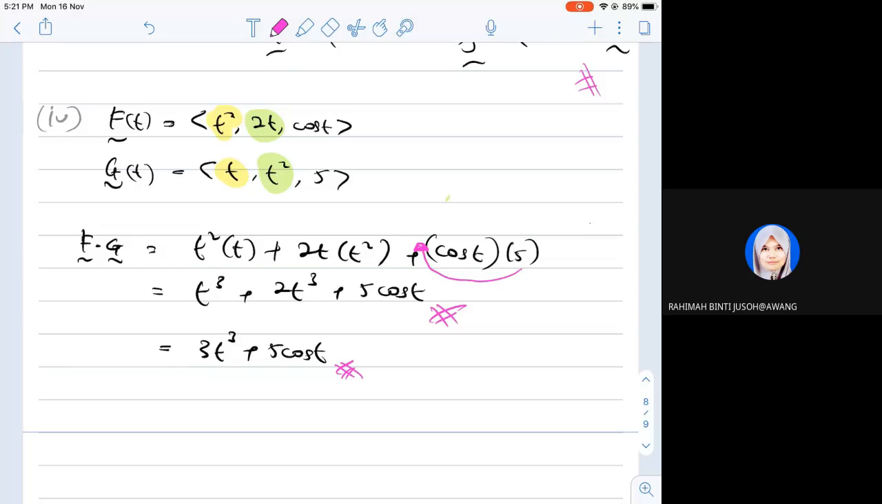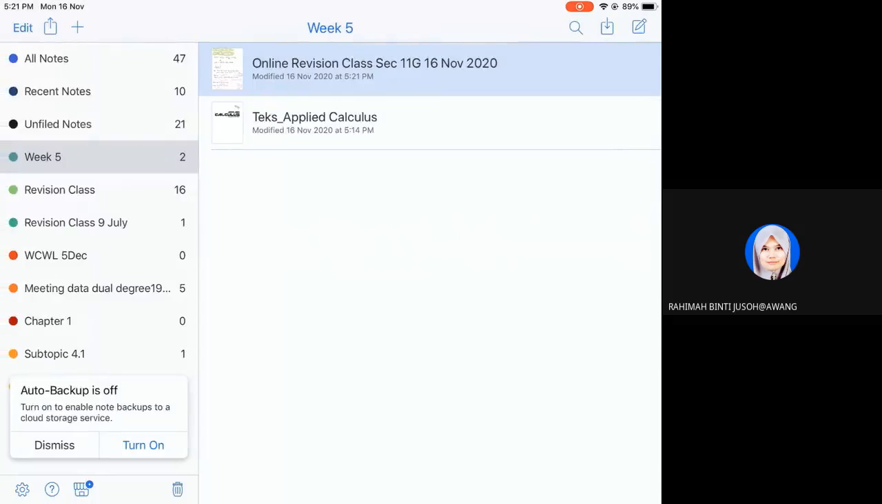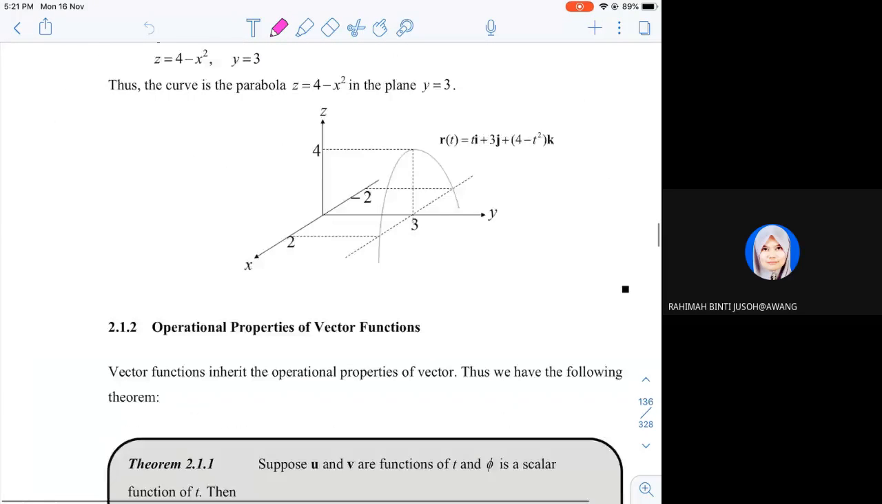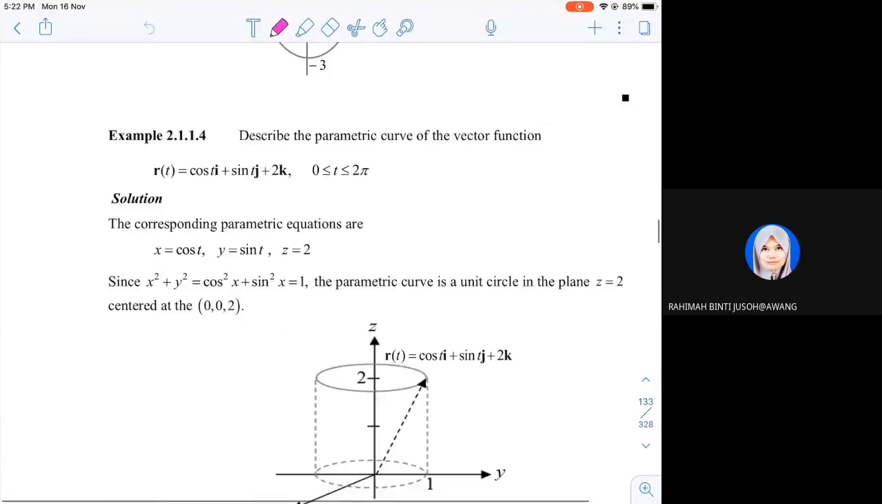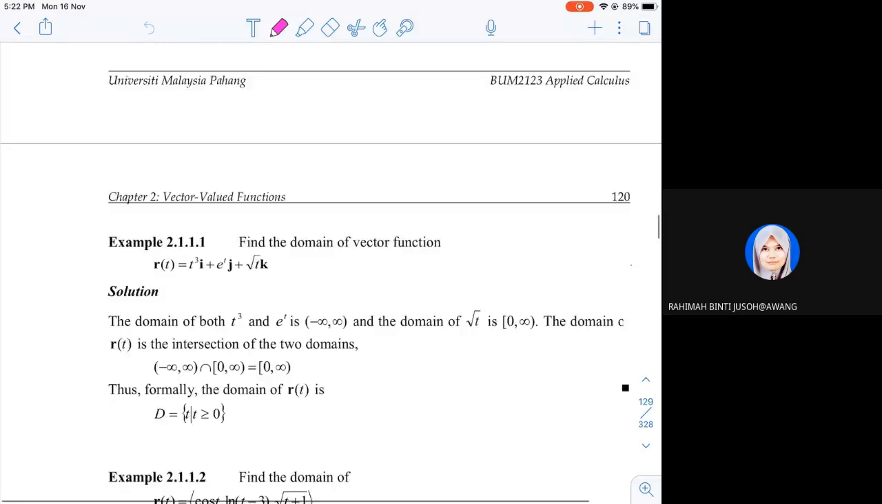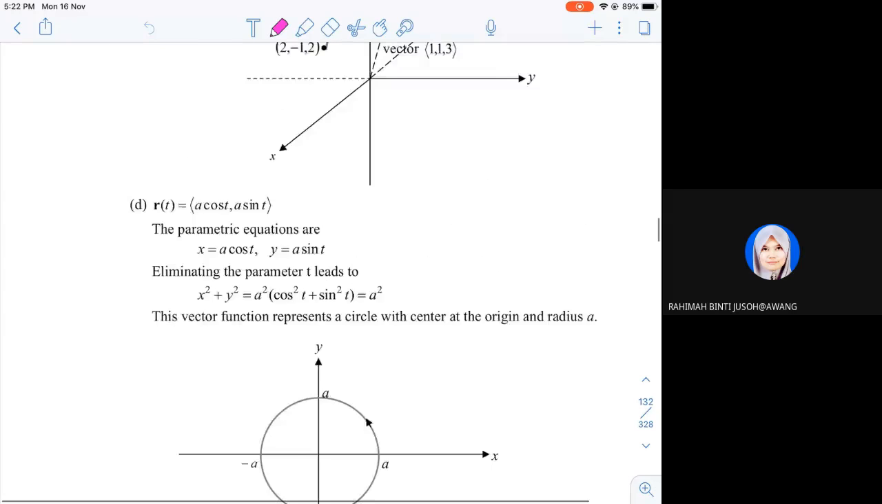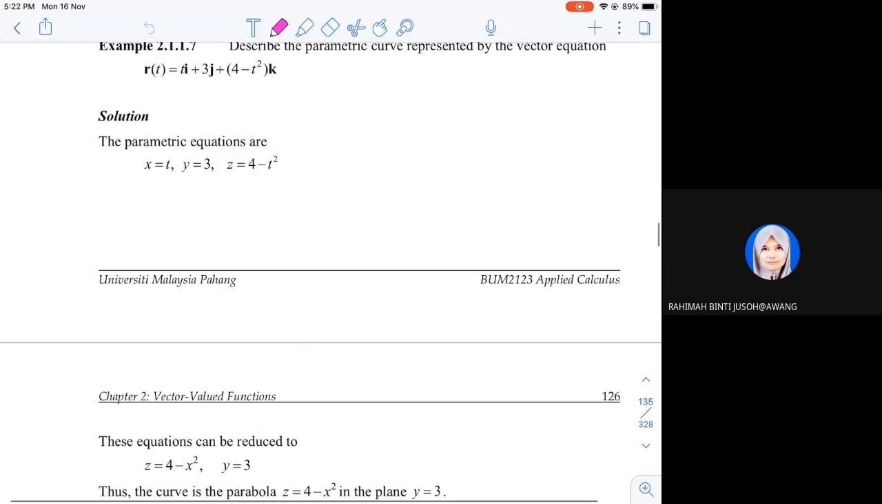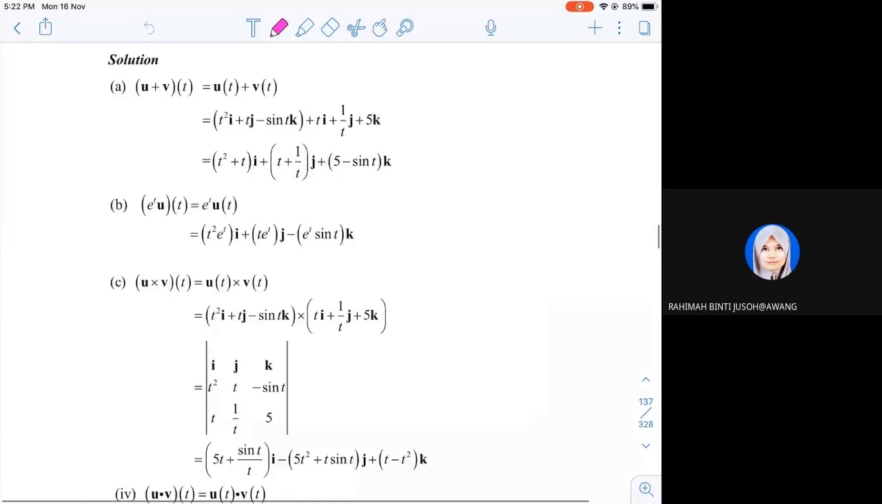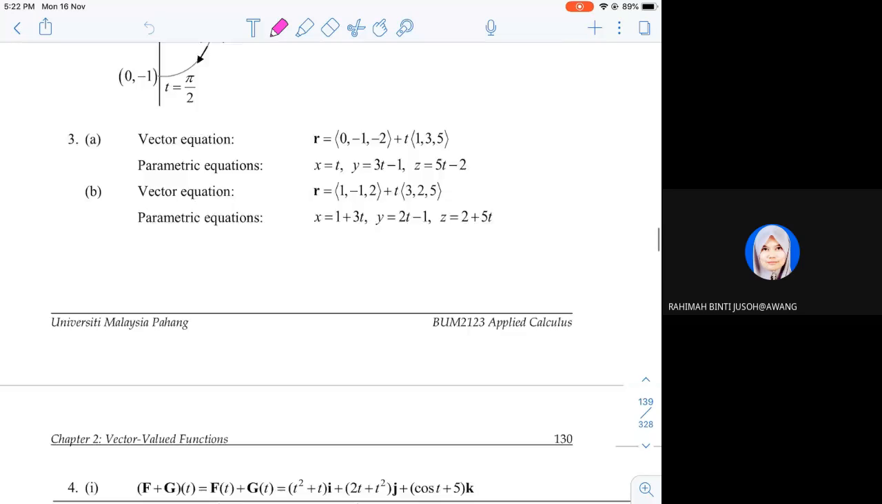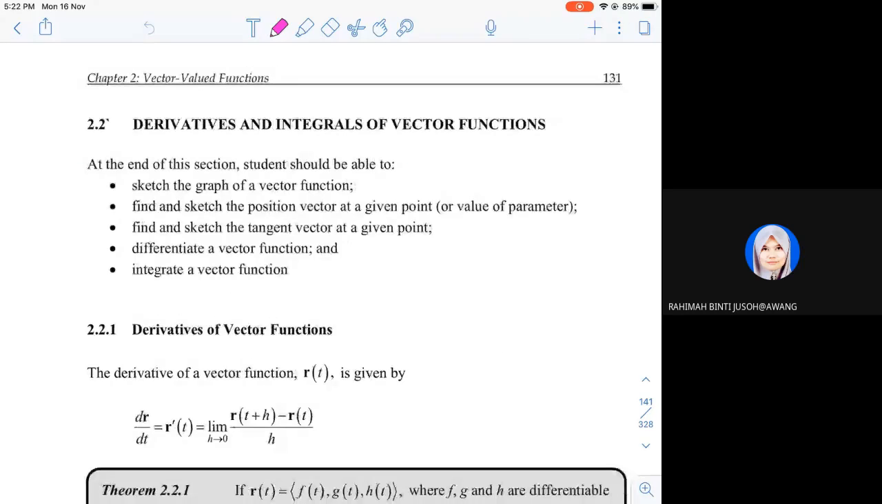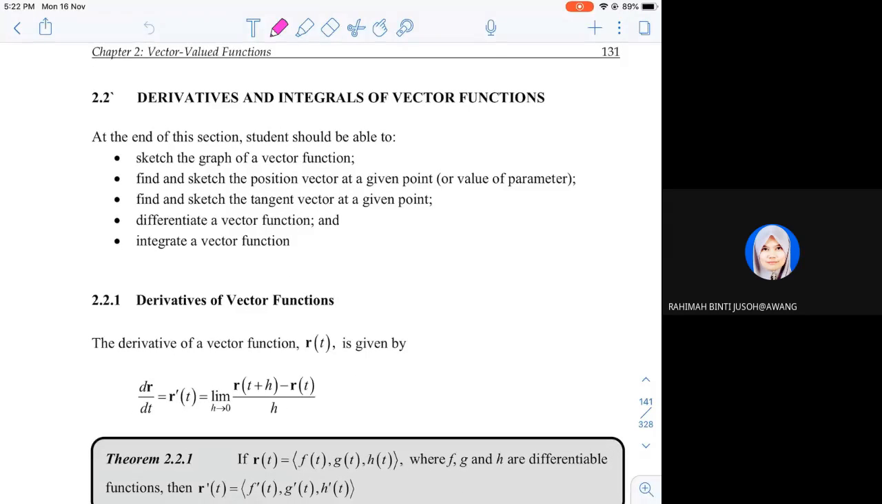Alright, next. Subtopic 2.2. Okay, look at 2.2. What are we going to read in 2.2? 2.2 is the derivatives and integrals of vector functions. What does it mean by derivatives, guys? Differentiate. Yes, you have to differentiate. So in the quiz later, if the question says find the derivatives, it means you have to differentiate.